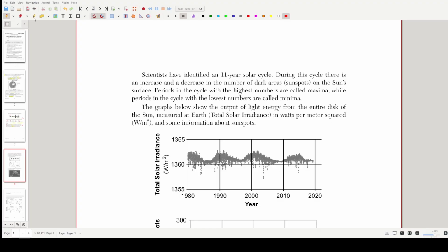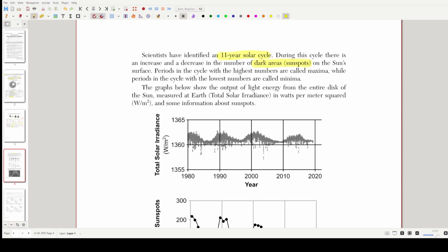Okay. During this cycle, we'll highlight, there is an increase and decrease in the number of dark areas or sunspots on the sun's surface. Periods in the cycle with the highest numbers are called maxima, while the periods with lower numbers are called minima. The graphs below show the total output of light energy from the entire disk of the sun, measured at the Earth in watts per meter squared, and some information about sunspots.